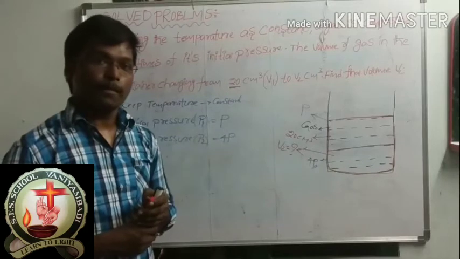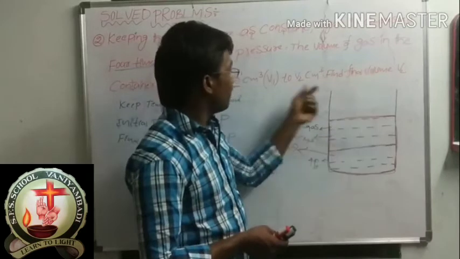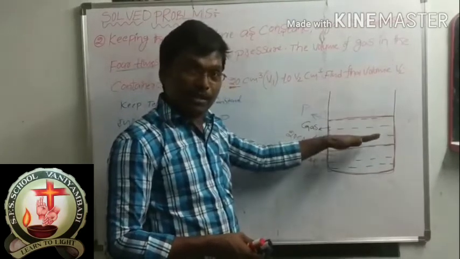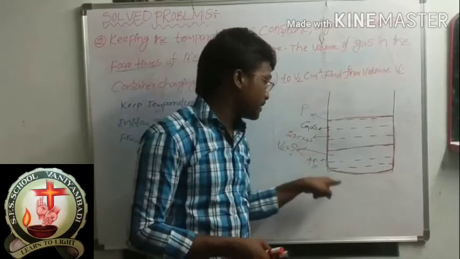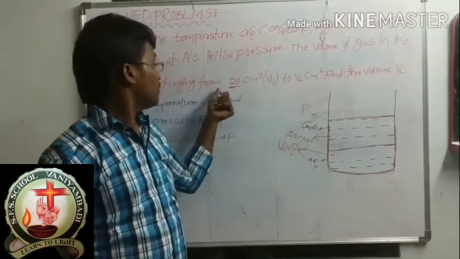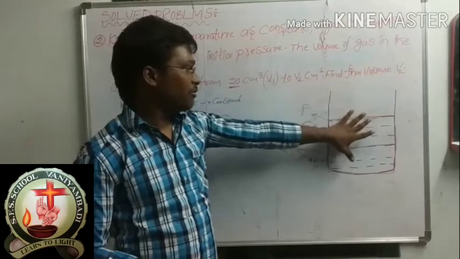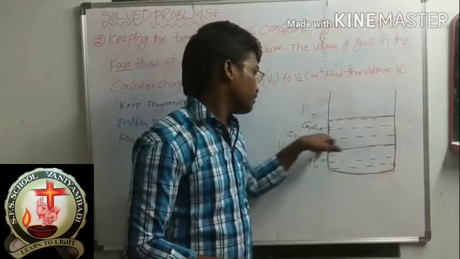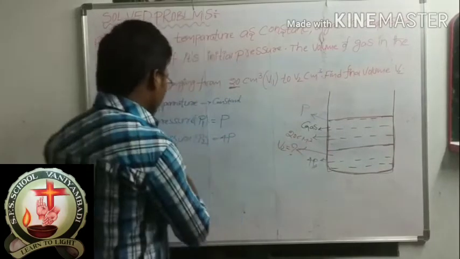Okay. Now volume V1 is 20, initially this one. But after compression, the gas level is reached here. So how much volume is he asking? What is the volume? V2. The volume of the gas is changing from 20 to V2. Initially 20. After compressing, the level is reached here. What is this volume? V2. We have to find that. So I am writing the data here.